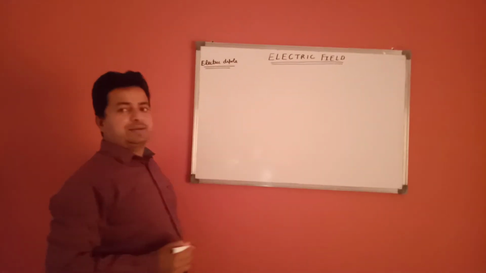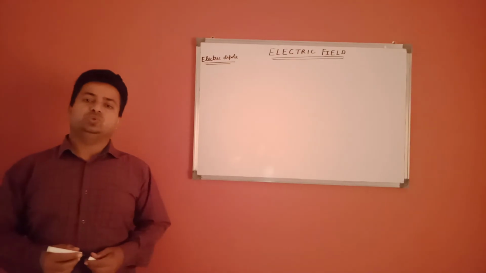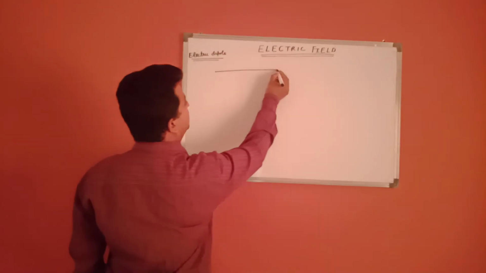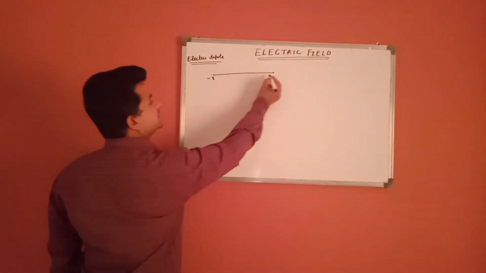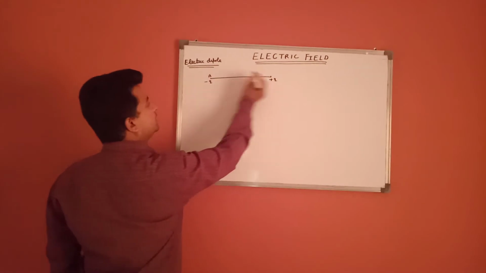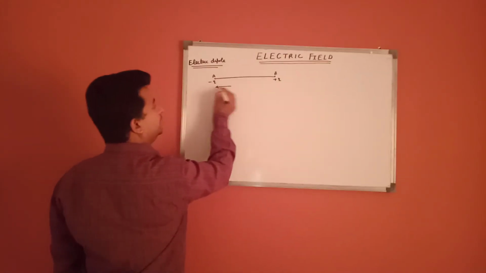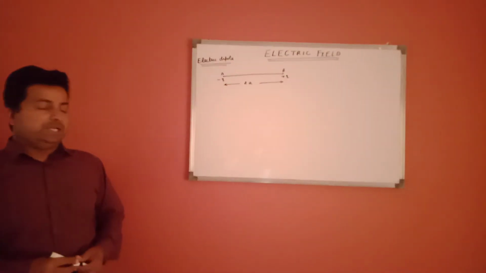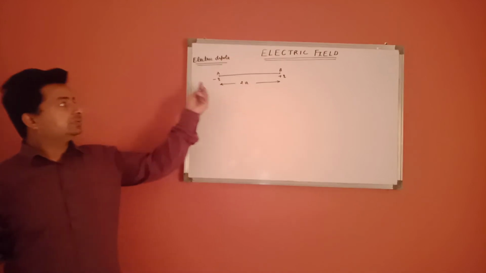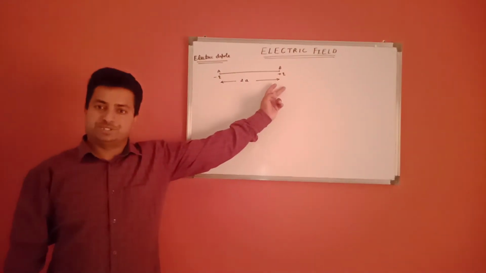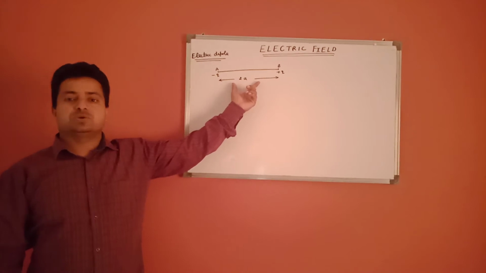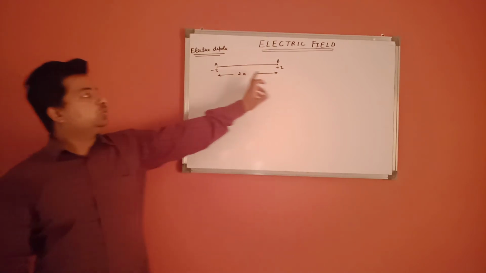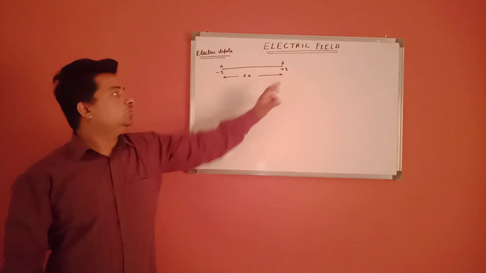Definition: an electric dipole is a system of two equal and opposite charges separated by some distance. Equal and opposite, minus q and plus q. The distance between the two charges is 2a. This is the definition of an electric dipole: a system of two equal and opposite charges separated by a distance of 2a. The direction of the electric dipole is always from negative to positive, that is, from minus q to plus q.